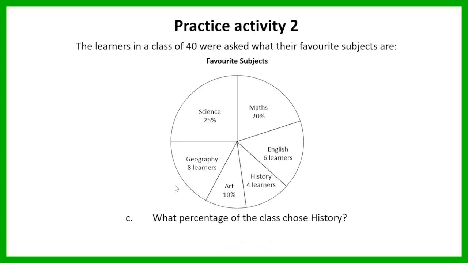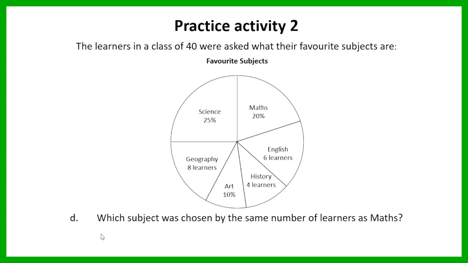The next question, what percentage of the class chose history? The same process as we did for working out the percentage for English: for history, it's 4 learners, so it's 4 over the total, which is 40. We multiply that by 100, and that will give us a percentage, which is 10%. So 10% of the class chose history as their favorite subject.